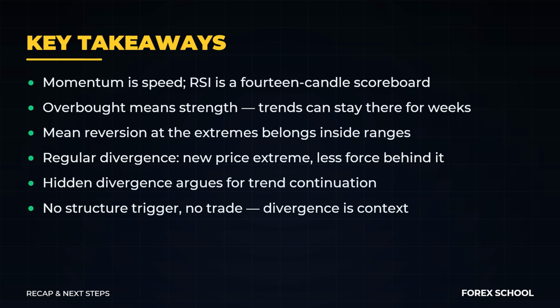Regular divergence is effort disagreeing with result, a higher high in price on a lower high in momentum, or the mirror at the lows, and you can see it in shrinking bodies and lengthening wicks. Hidden divergence flips the logic and argues for continuation. None of it becomes a plan until structure agrees, which means a real close through the trigger level between the swings. And the honest truth underneath it all: divergence is context, not a signal, and it can lean against a strong trend for weeks.